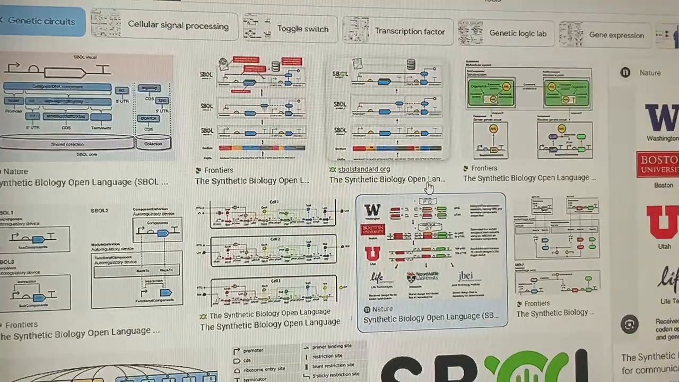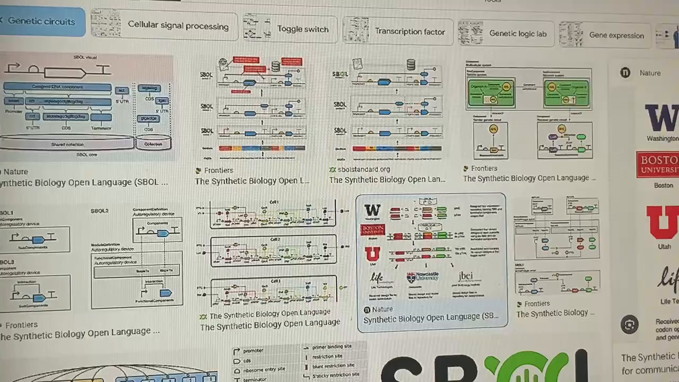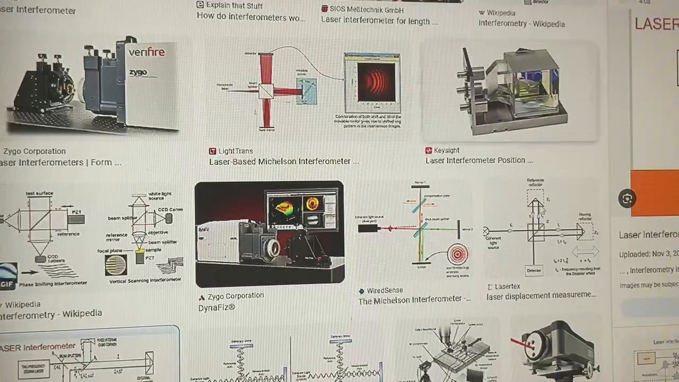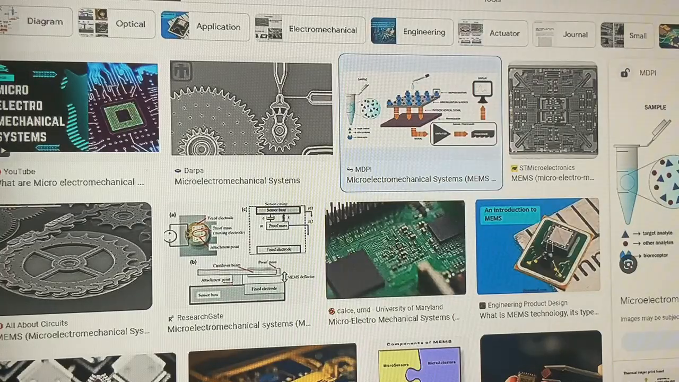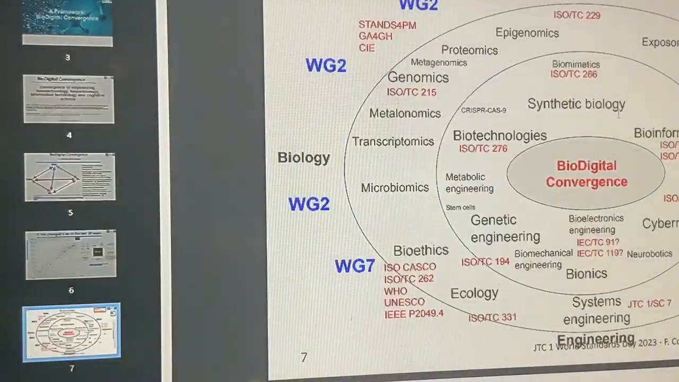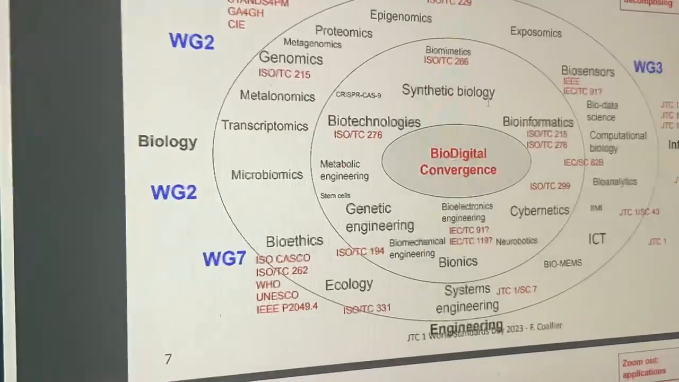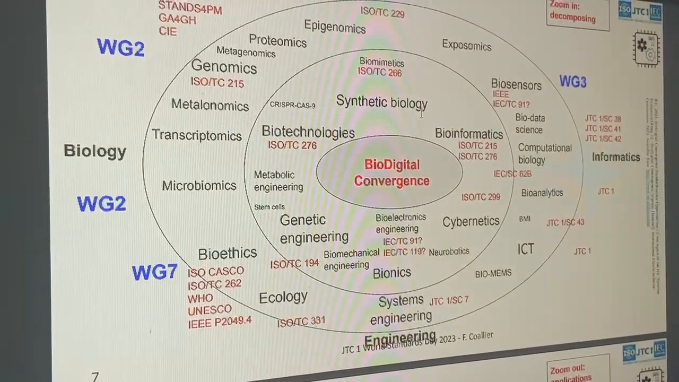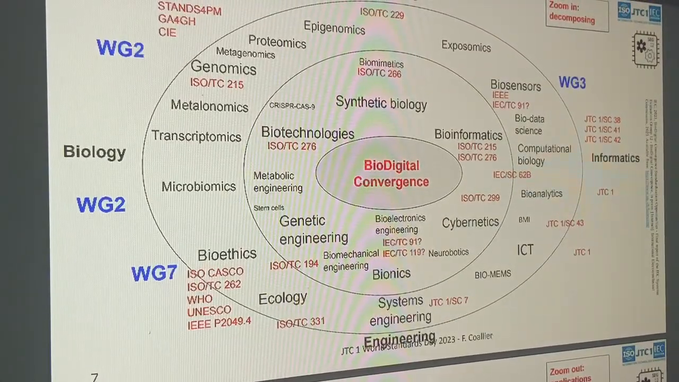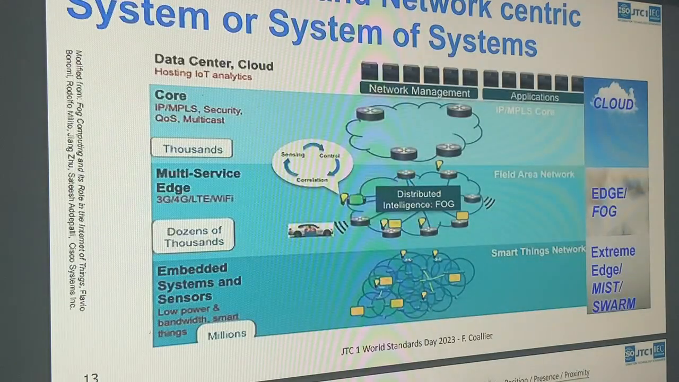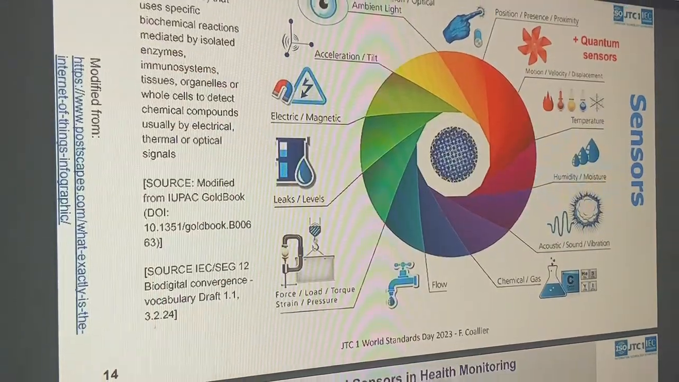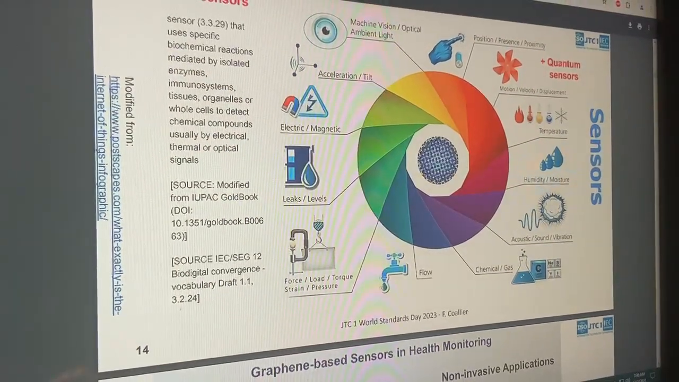So, when it comes to the tomography and the measurements and all these different interferometry and the variant systems, our human bodies are involved in all of this. That's how they are pulling mega amounts of data. That's why it's a biodigital convergence. That's why it's a network-centric system. That's why there's so many different types of sensors.